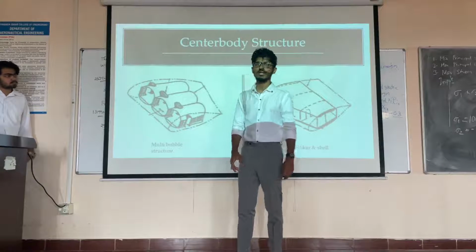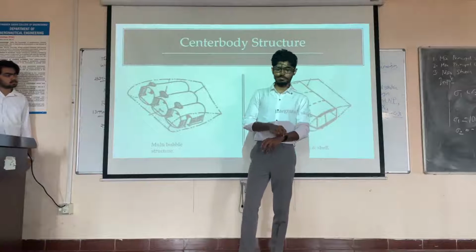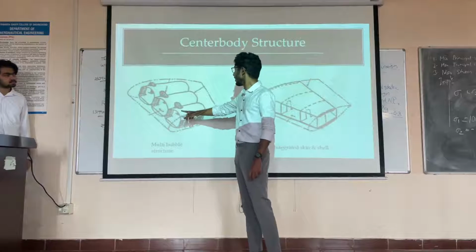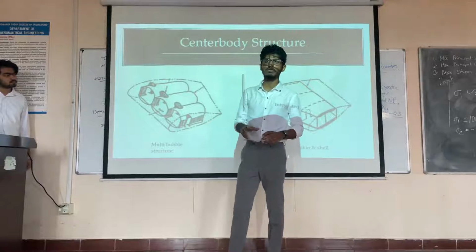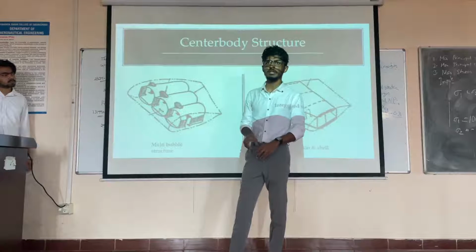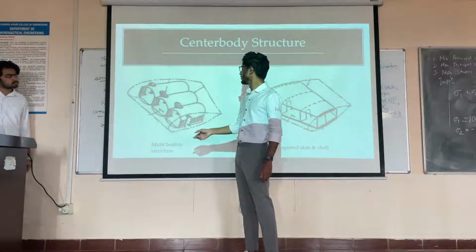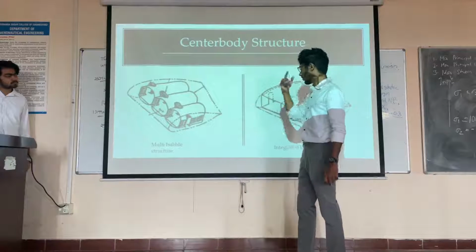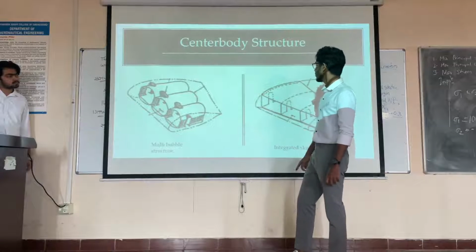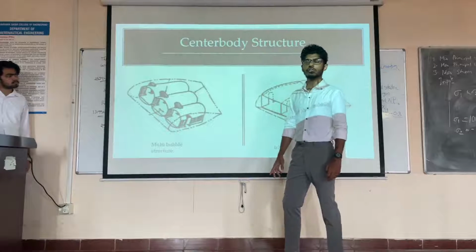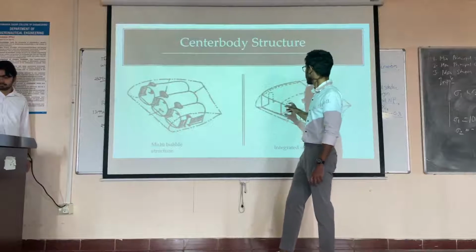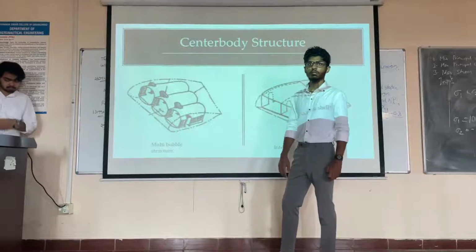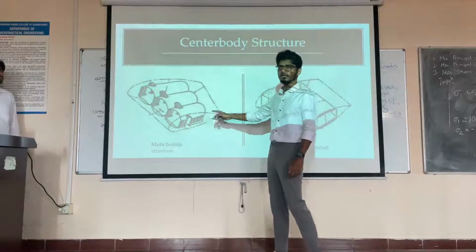In a multi-bubble structure, there will be separate compartments which will have their own inner shell that will resist internal pressure, and there will be a separate outer shell which will resist the bending stresses. But Boeing was opposed to this idea and proposed that the external shell should be able to take both the bending stress as well as internal pressure, in any case of leakage of the pressure.